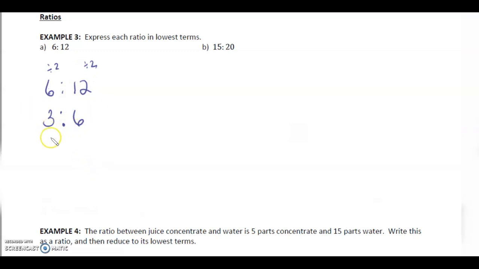Okay, and maybe at this point you're saying to yourself, oh, 3 and 6 can both divide by 3. So 3 divided by 3 is 1, and 6 divided by 3 is 3. So all of these are equivalent ratios, but the 1 to 3 is the lowest terms.